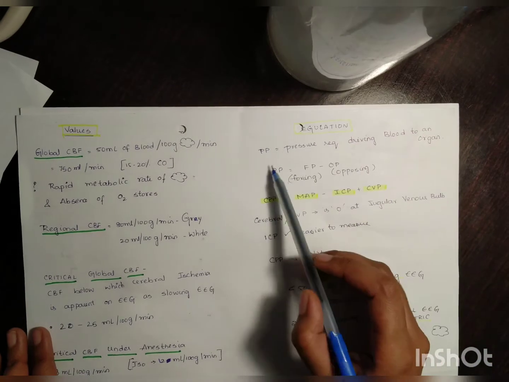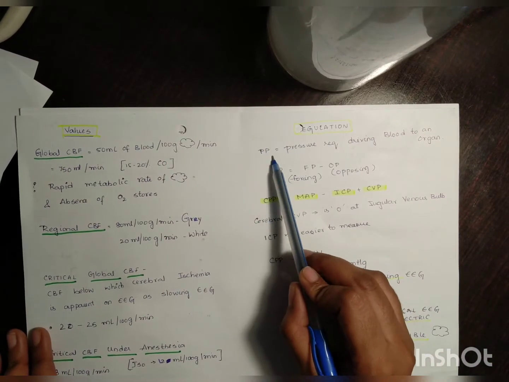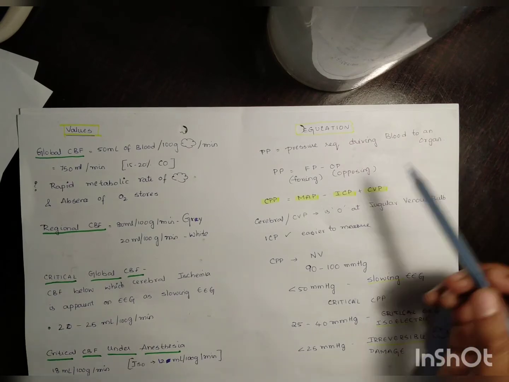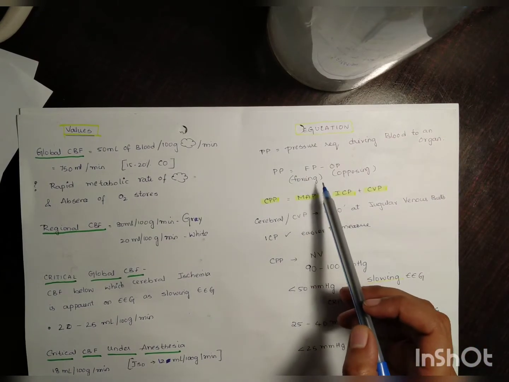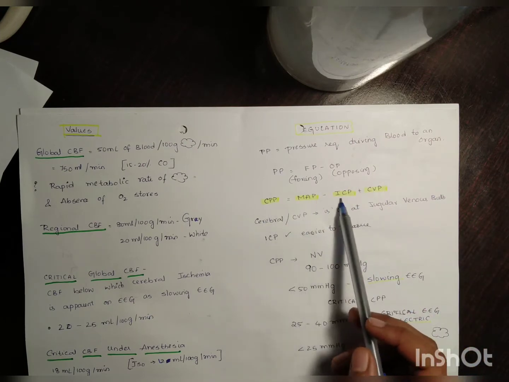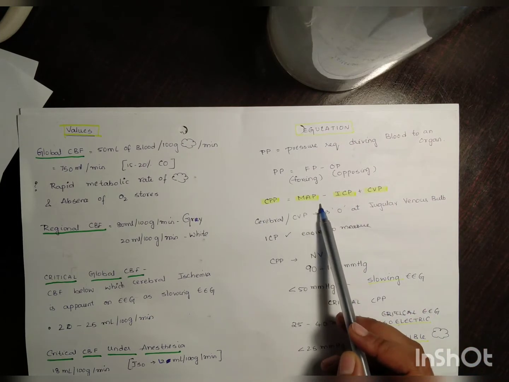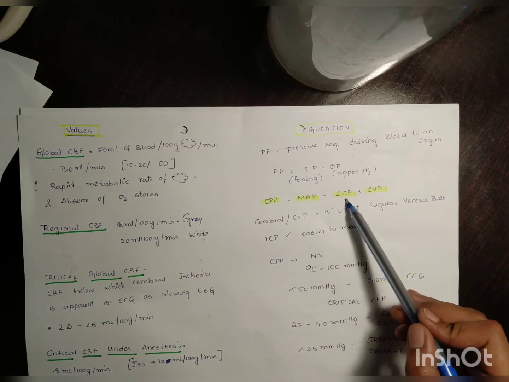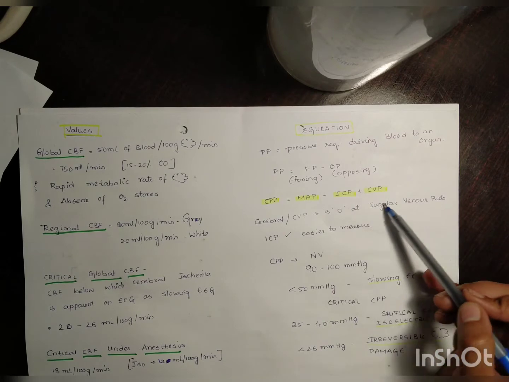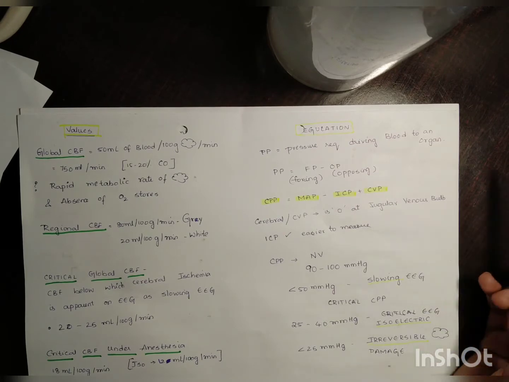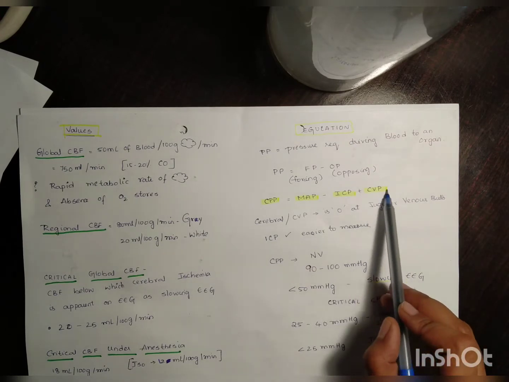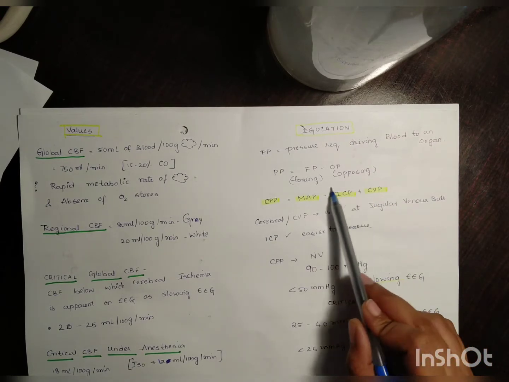To know this, we have to know about the perfusion pressure, which is the pressure required to drive blood to an organ. The perfusion pressure is the difference between the forcing pressure and the opposing pressure. Here it is the mean arterial pressure minus the ICP plus cerebral venous pressure. But here CVP is 0 at the jugular venous bulb, and ICP is easier to measure, but you can take CVP when it is higher than ICP.